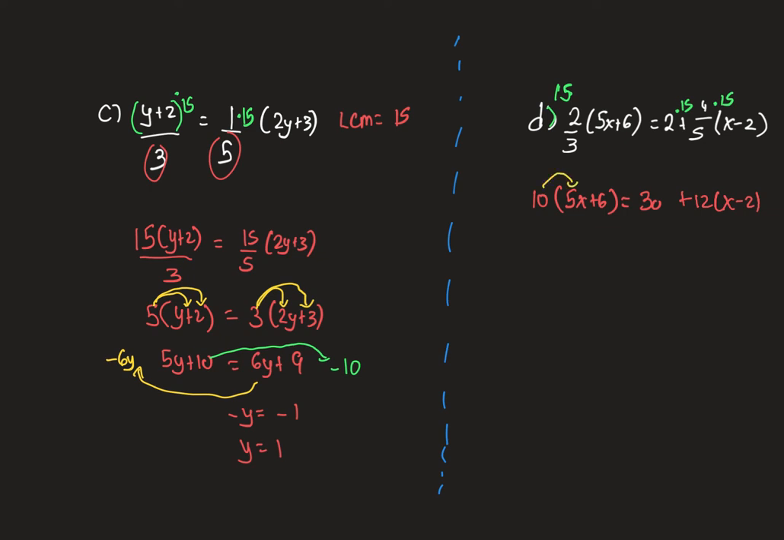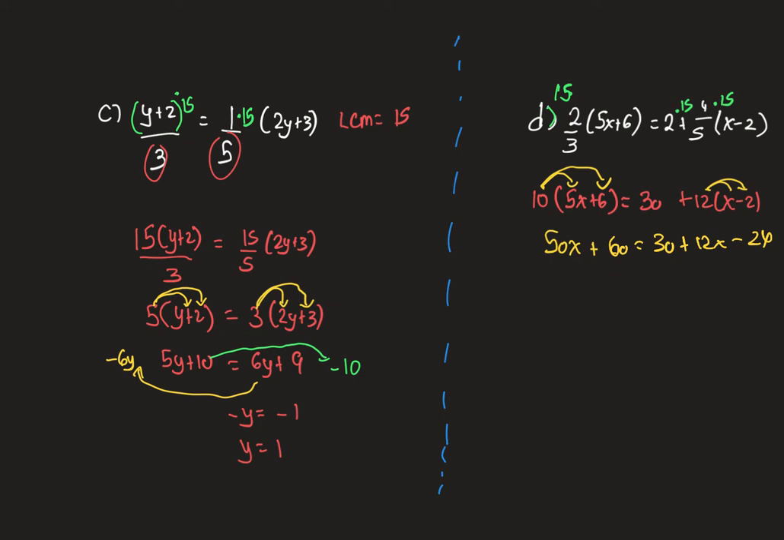Pokemon trainer mode, want to be the very best. Apologies, that's what happens when you're doing stuff in the background. So you want to be the very best. Multiply out like no one ever was. So you're going to go 50x plus 60 is equal to 30 plus 12x minus 24.